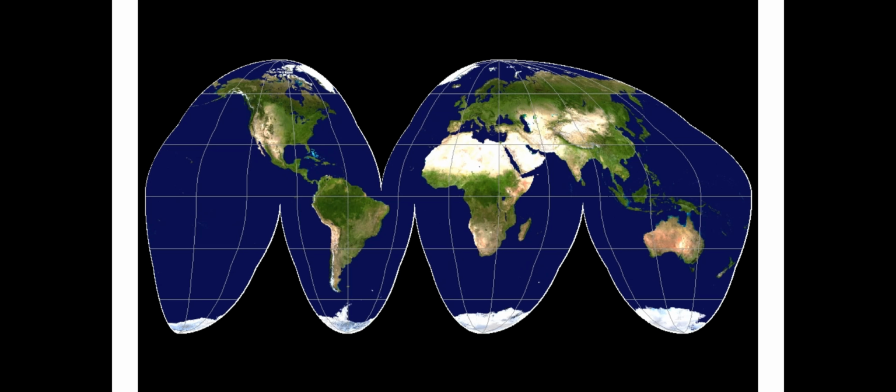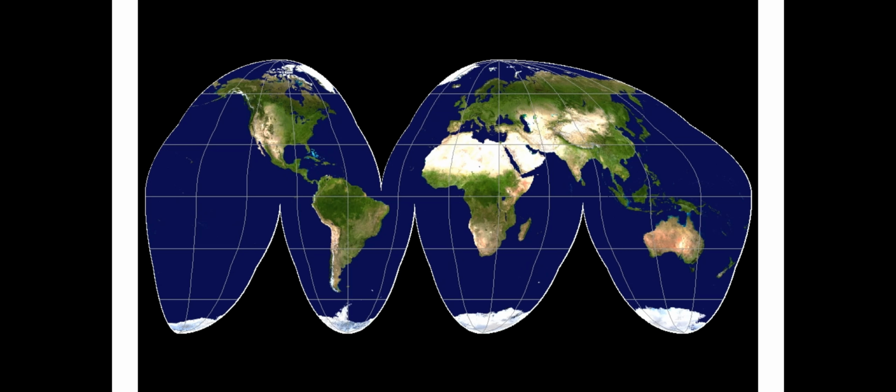This is a good interrupted projection, is the term we use. I think that's the term that ArcGIS uses as well. And this is kind of cheating because it is kind of like peeling that orange, but done in a way that it's a pretty good equal area map.